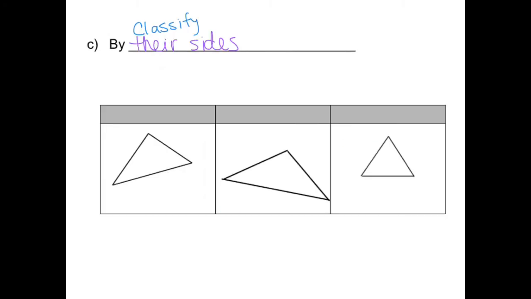Next classification for triangles would be to classify by their sides. The first type of triangle is a scalene triangle. A scalene triangle is where none of the three sides are congruent. We label congruency, remember, with our tick marks. Since this has one tick mark, two, and then three, it's telling us that none of the three sides are congruent.